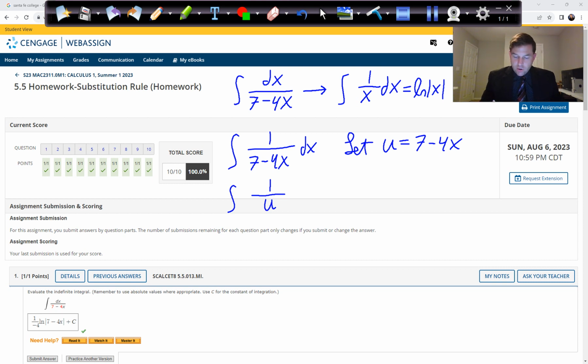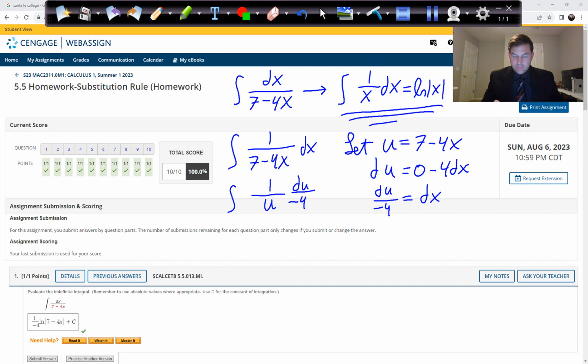It turns out that we're going to now take the derivative of u, which would be 0 minus 4, the derivative of x is dx. And now we're going to solve for dx. So the 0 is going to go away. We're going to divide by negative 4, and we're going to have dx on the right. So instead of writing dx here, we're going to write du over negative 4. And now we have everything in terms of u, and it looks really, really close to this form up here.